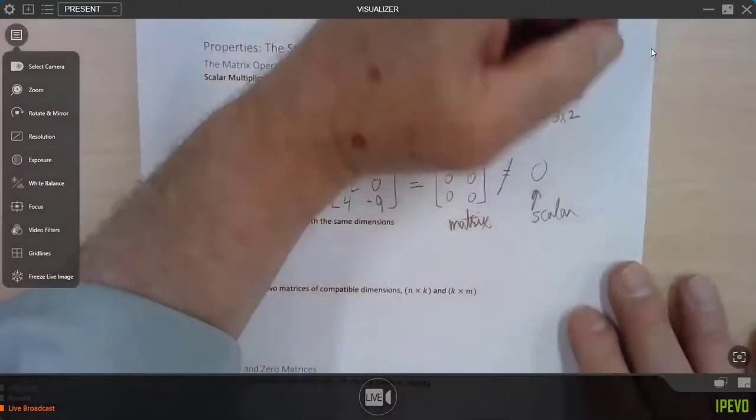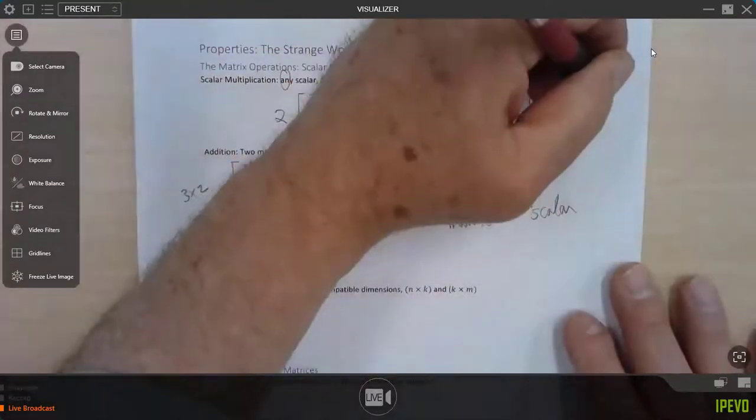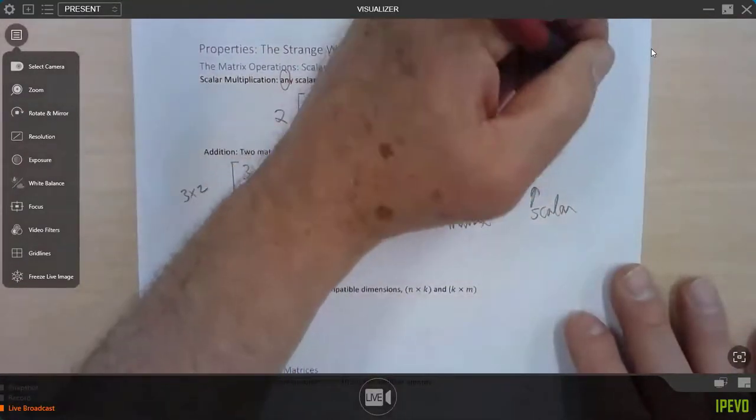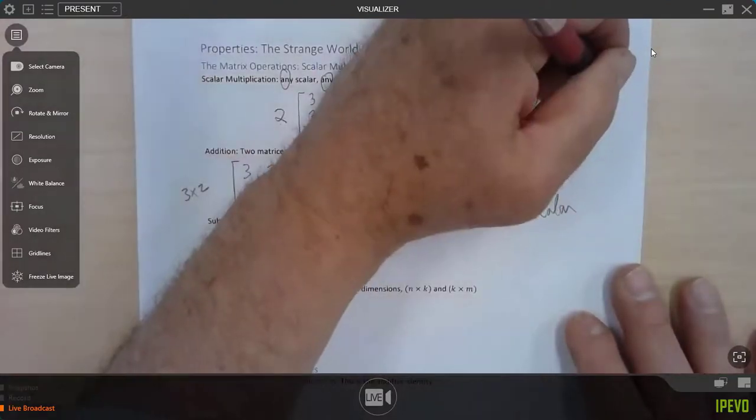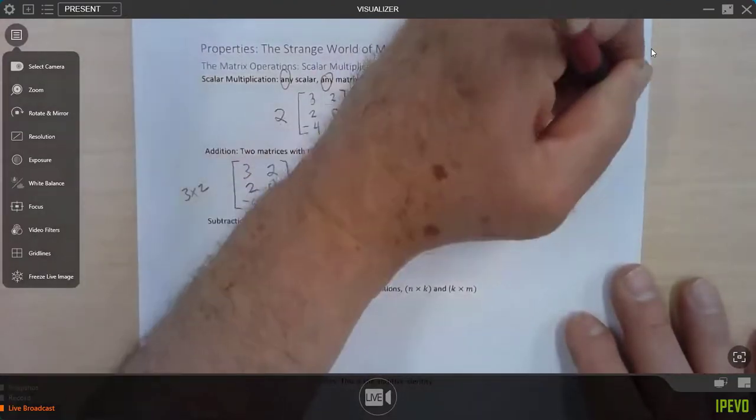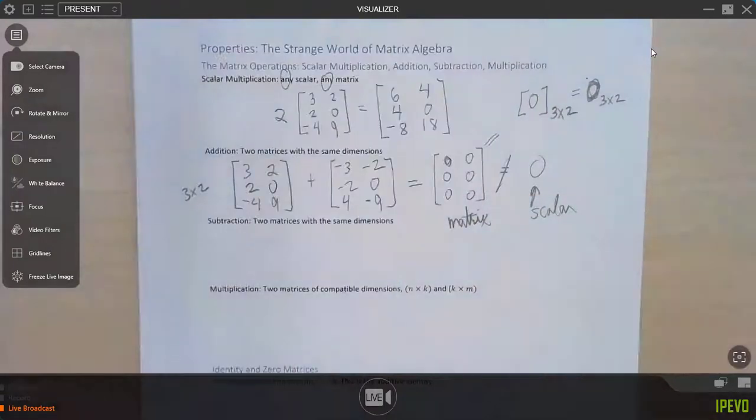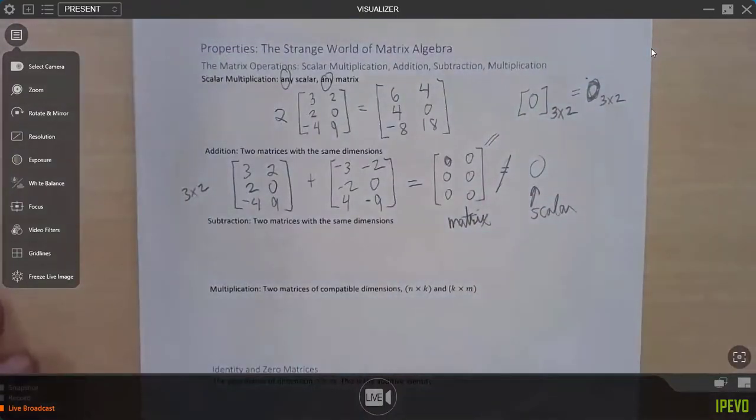Another way they'll write it is just, I don't know. Well, when you're typing it, you could do it as boldface and then put the dimension on there.